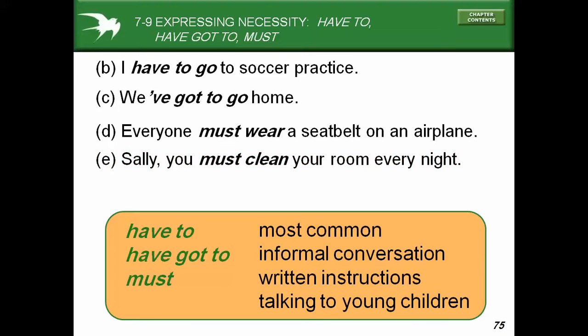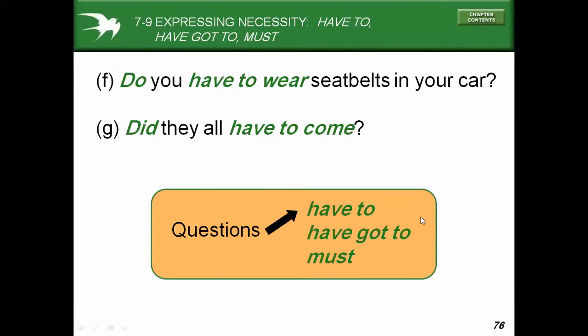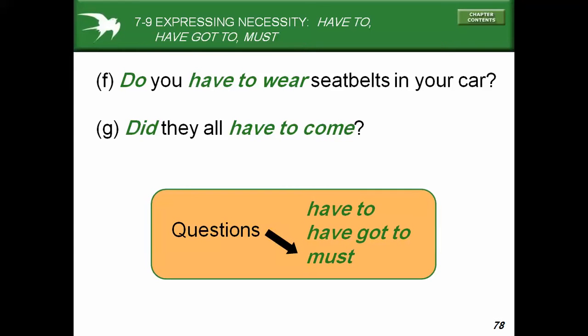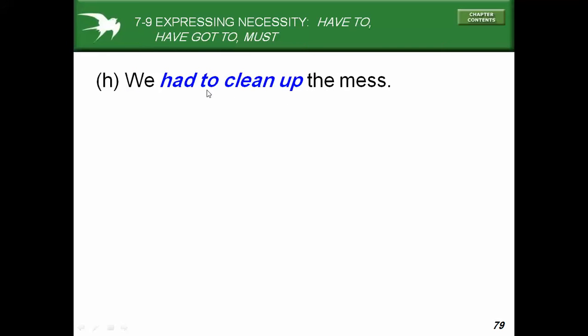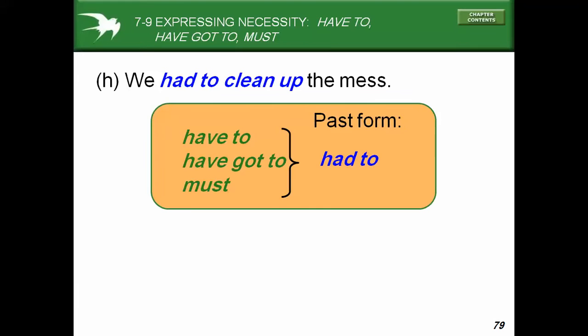Do you have to wear seat belts in your car? Did they all have to come? Questions use have to. Have got to is incorrect. Must is incorrect. Have to wear seat belts. Had to clean up the mess. The past form of have to, have got to, and must is had to.